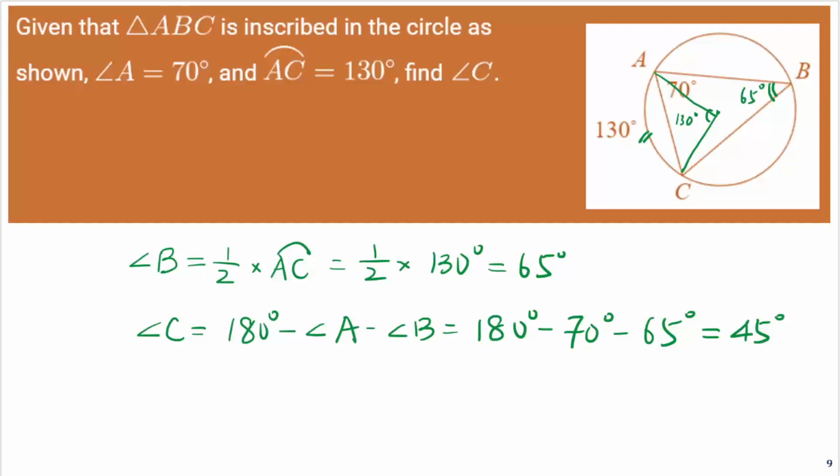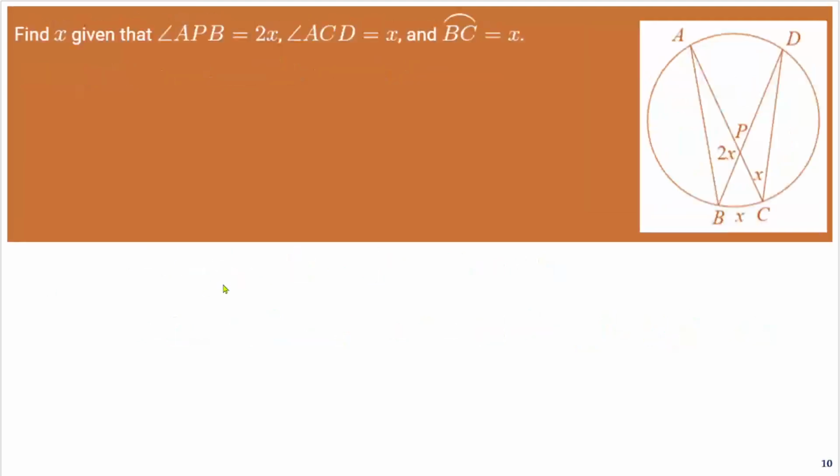Any questions? Alright, if no questions, let's consider another one. So suppose we have a diagram here. Can you find x given that angle APB equals 2x, angle ACD equals x, and arc BC equals x? Again, I'll give you 3 minutes to consider this problem, and then we'll have a look at the solution together, okay?